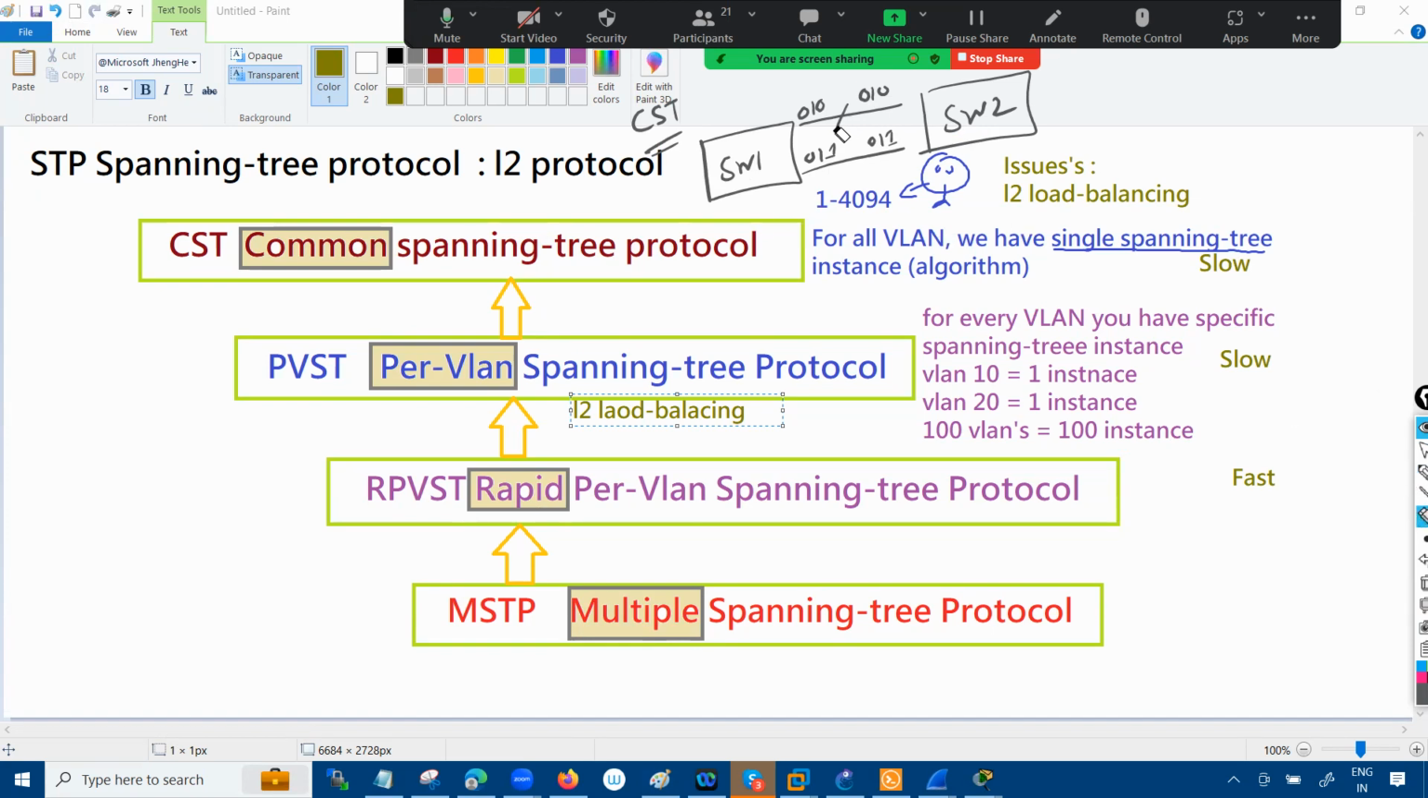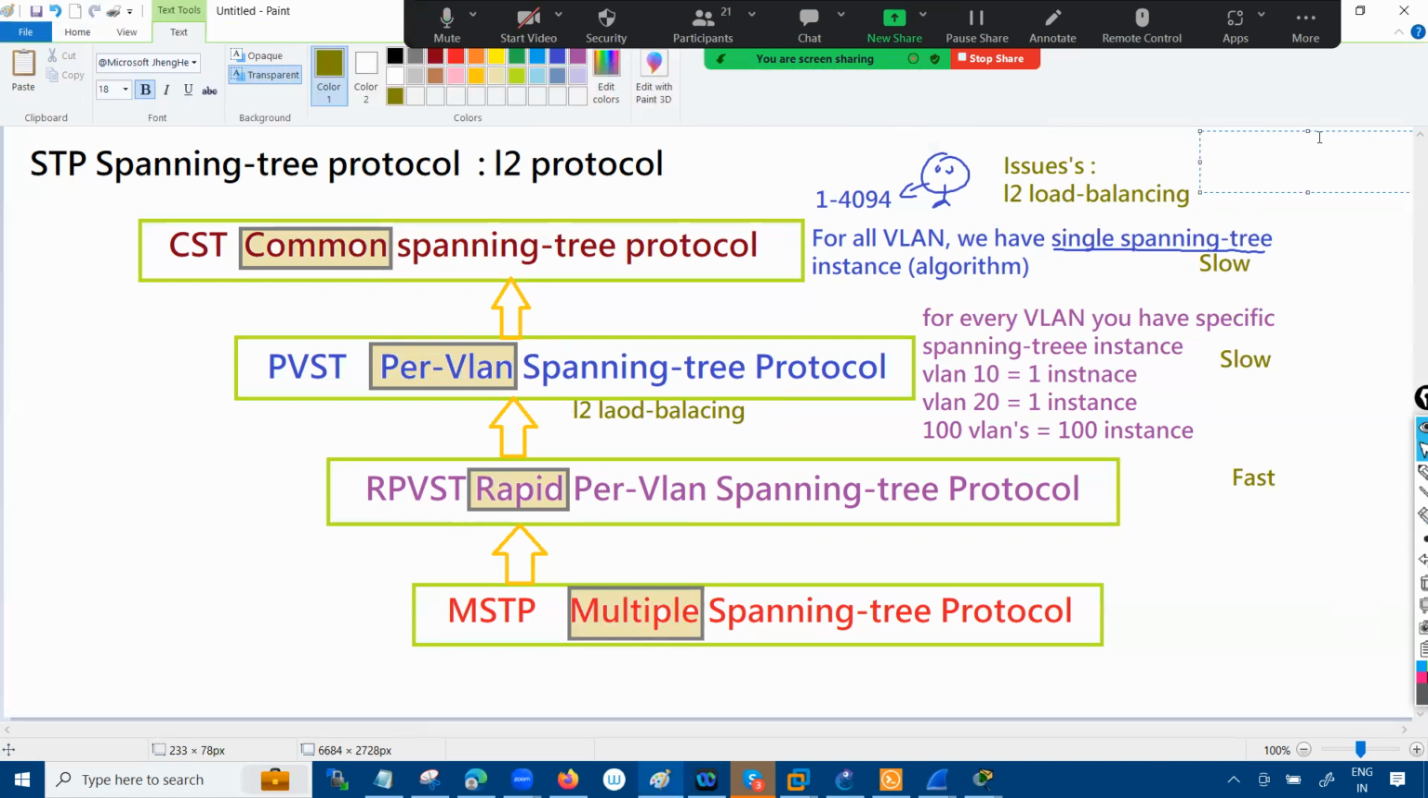But in PVST, I have the ability to utilize both the links. Even in RSTP and RPVST, I can utilize both the links. I can send the traffic from both the links, so there will be no wastage of hardware and no wastage of bandwidth. But the CST problem is the load balancing. Beauty part, the pros of this guy is a very low amount of CPU required. Let me decrease the size. I don't have space. I want to mix everything in a single page right now.